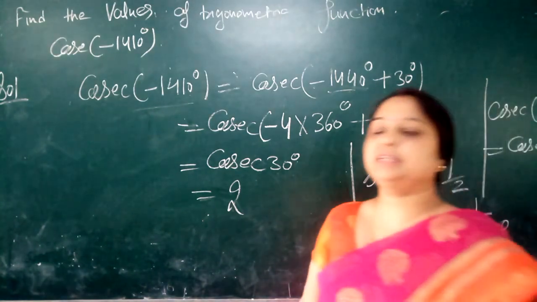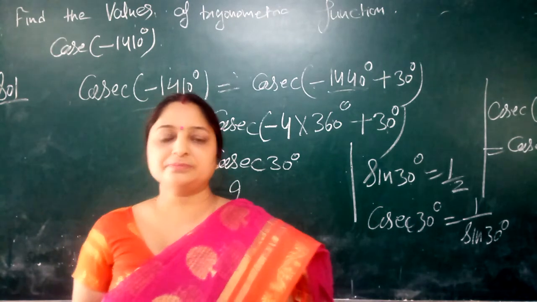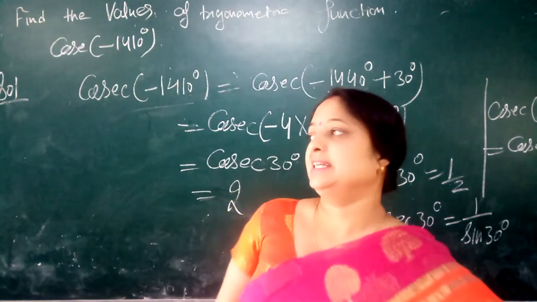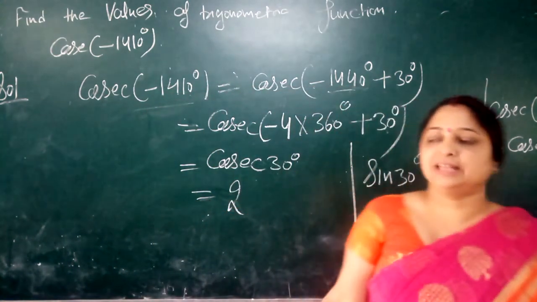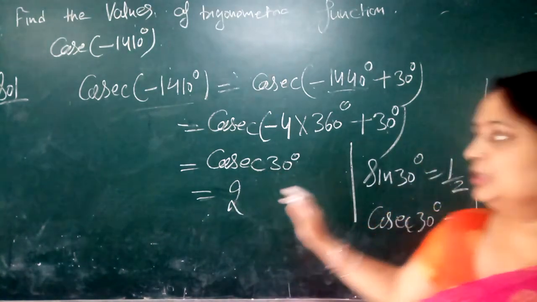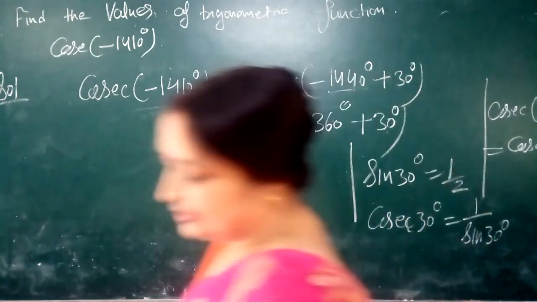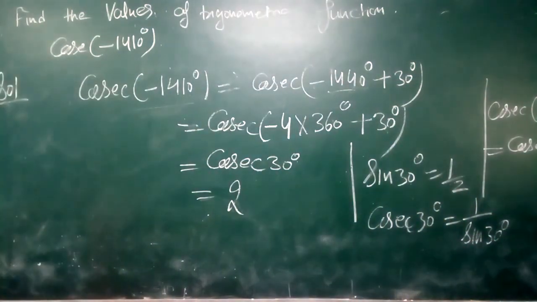One more method is there, that is 90 into n plus theta. In that case, if n is odd, then you will change the value. If n is even, then you will not change the value. So that is one more method to solve this type of question. Now after that we will solve question number 8.